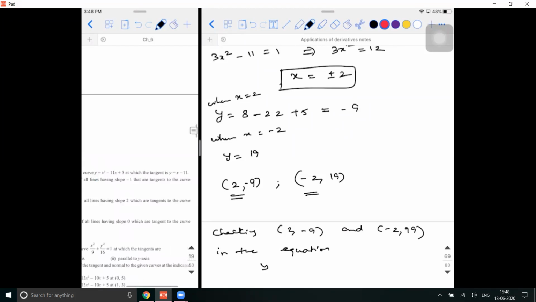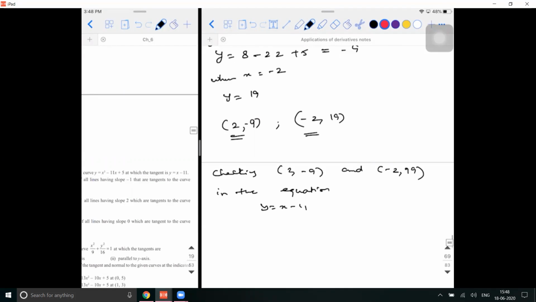What is it? y is equal to x minus 11. So y is minus 9 is equal to x minus 11, 2 minus 11, yes, it is satisfying. What about the other thing? 19 is equal to minus 2 minus 11, not satisfying. So the point is 2, minus 9. I hope everyone is clear. Yes, sir. Okay. So if there is any doubt, let me know.